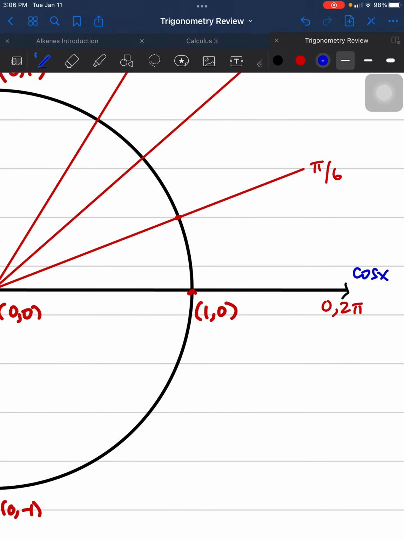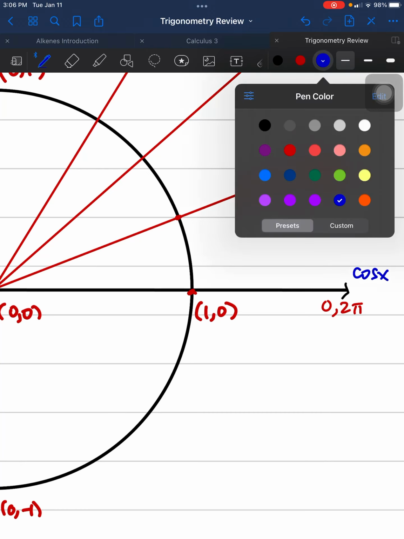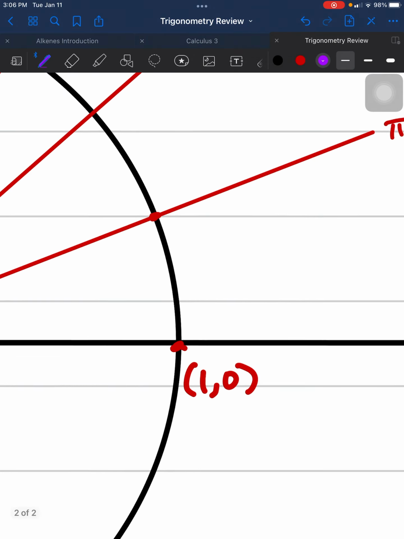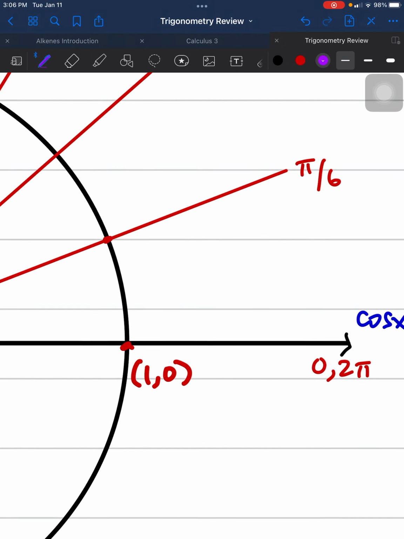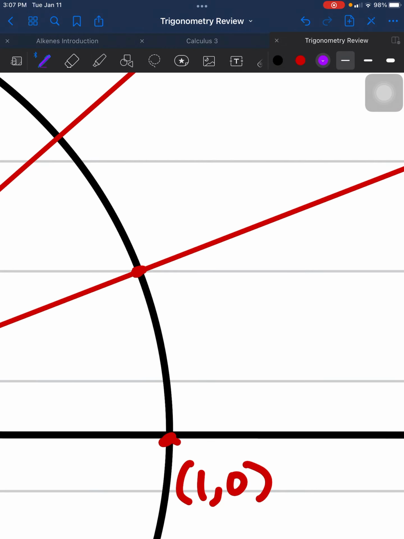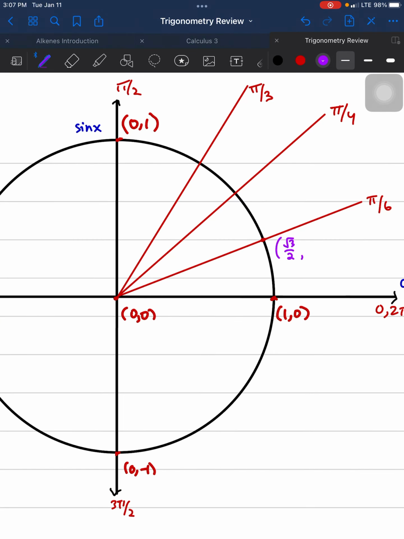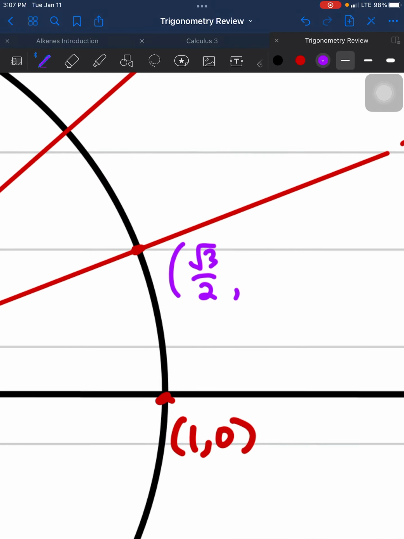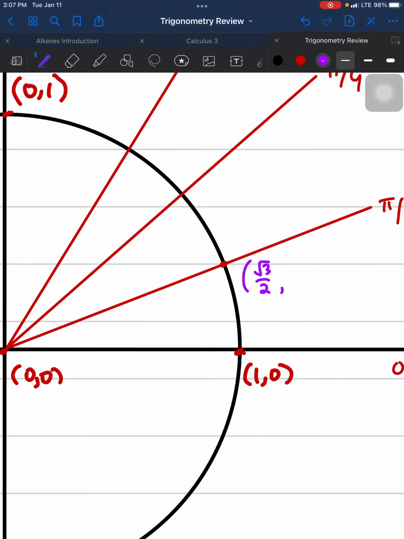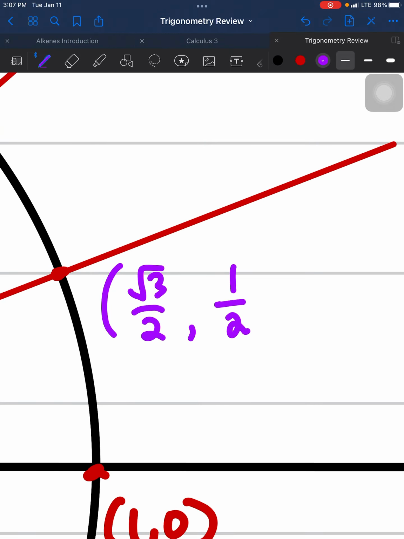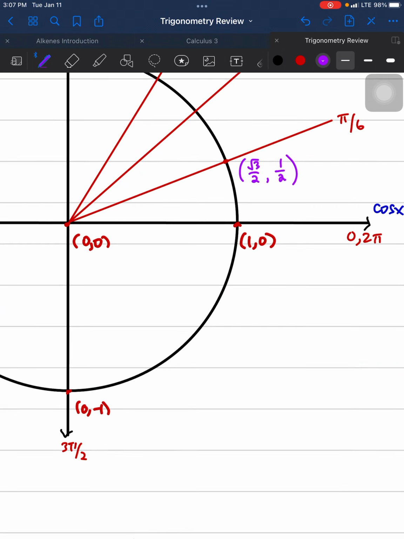And then when x is pi over 6, cosine is radical 3 over 2. And when x is pi over 6, the value for sine is 1/2.